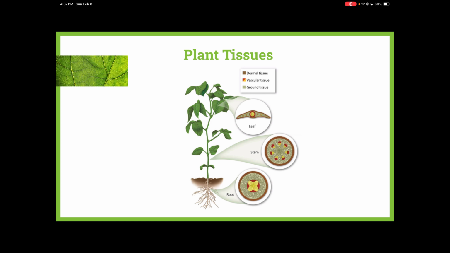So plant tissues, if they have cells, they have organs, and they have organ systems, then they have tissues, because tissues are grouped together into organs. And so whether it is a leaf, a stem, or a root, there are different types of plant tissue that make up all three of them.